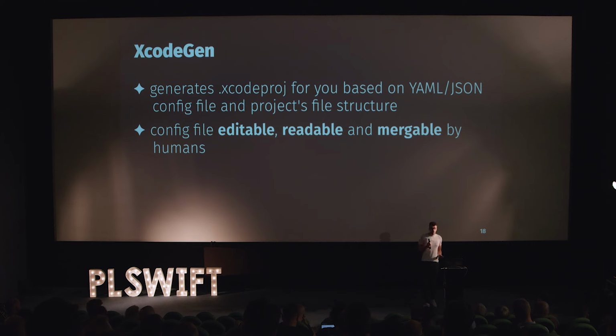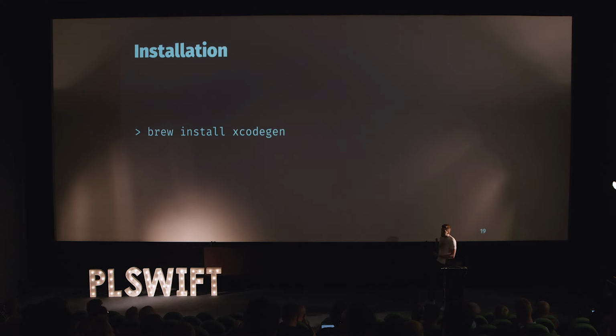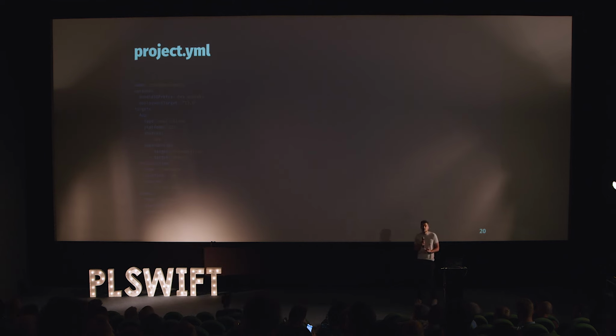Okay, so how to use XcodeGen? Of course, first we need to start with installation of XcodeGen. You can do that through Brew. I prefer Brew, but you can also use Mint or SPM, or you can just compile it yourself from the sources. And after installing XcodeGen, we start writing our project YML.